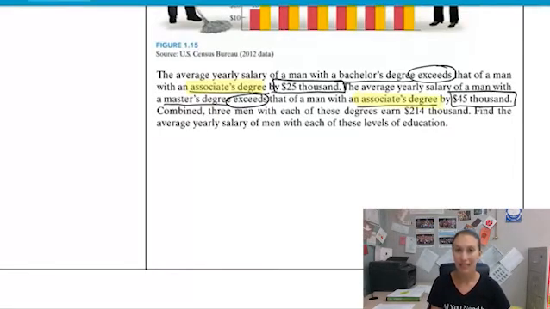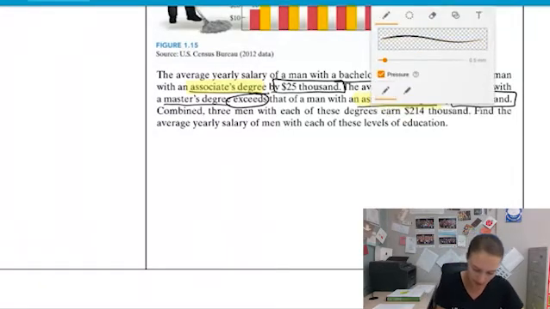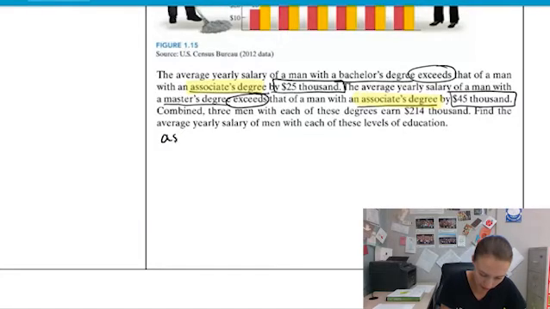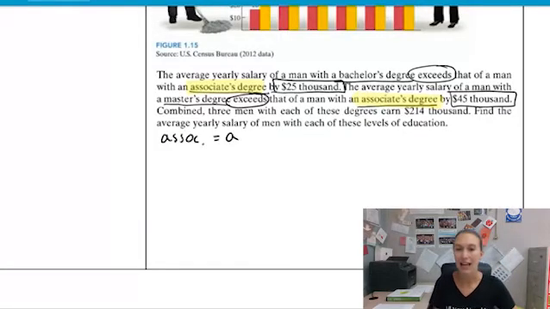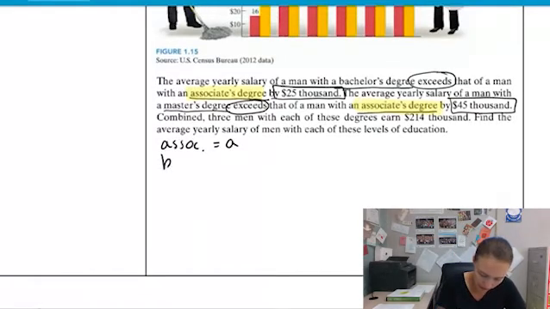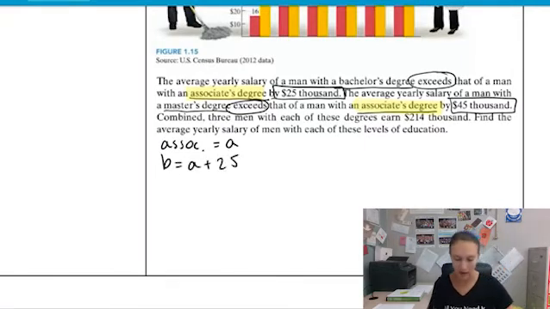So that common link of the associate's degree is going to be a really good indicator of what our variable should be in this problem. So I'm going to make the associate's degree be a letter A. I'm going to use A for associates. And I can rewrite the first sentence as bachelor's B equals associates plus 25. And now I'm using 25 instead of 25,000.